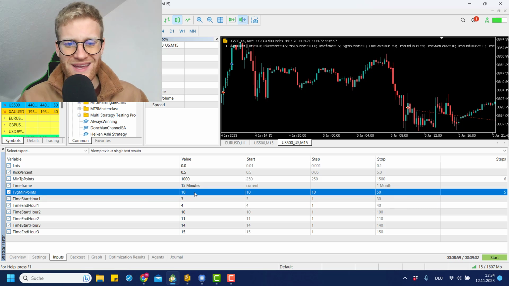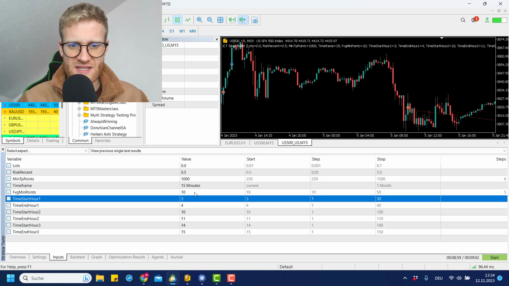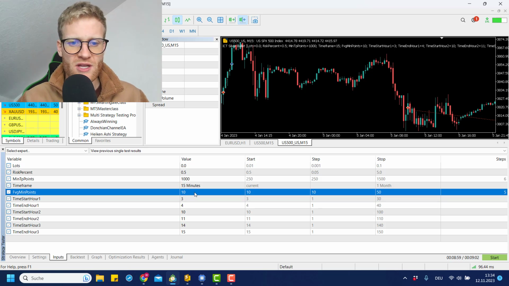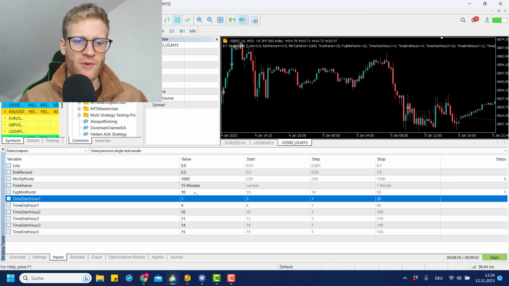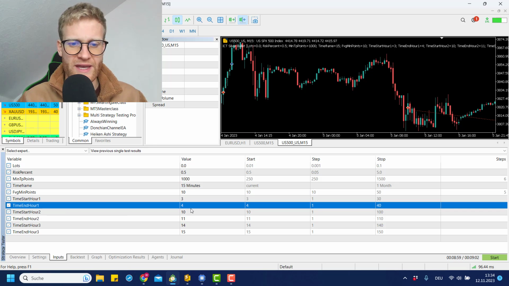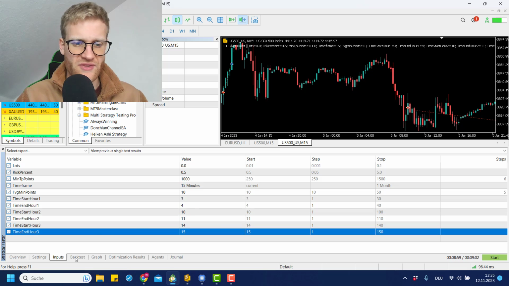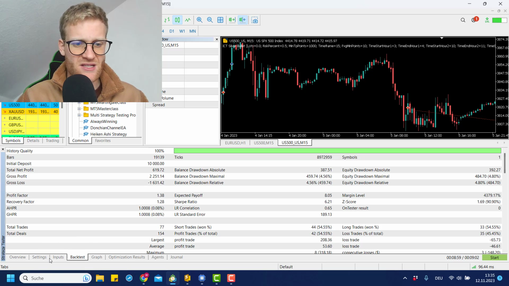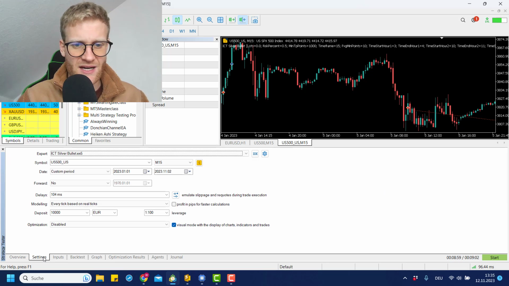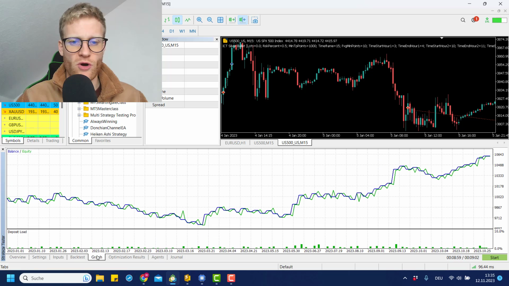Also, the minimum fair value gap size has to be at least 10 points. I mean, this is optional. You can also trade fair value gaps that are really small, but I think it makes sense to have a minimum size for the fair value gaps. And then we just have the 3 time intervals from 3 to 4, from 10 to 11, and from 14 to 15. So this is how the backtest looked like in the current year, 2023, for the last 10 months when I'm recording this video.